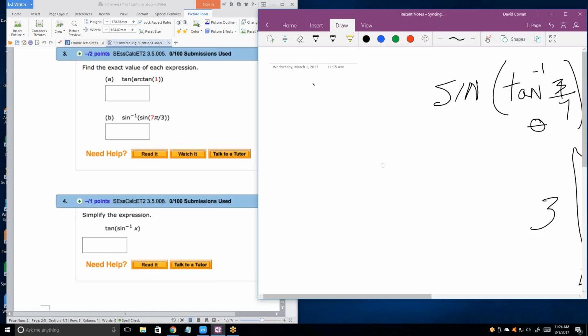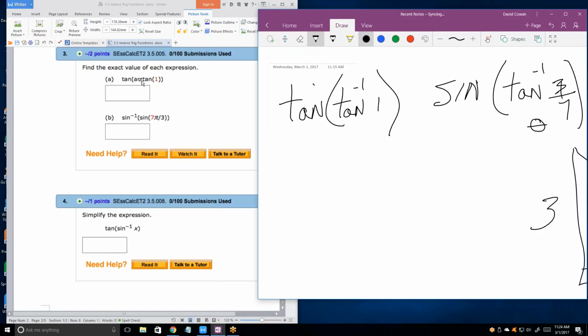Now, we get to one where it says the tangent of the inverse tangent, and I'm going to write it like this, of 1. Well, a lot of people know that the answer is 1. In other words, if you take the tangent of the inverse tangent of the argument, usually the argument is the answer. But not always. In fact, in the very next one where they have the inverse sine of the sine, the answer is not 7 pi over 3. So you can't automatically assume that the answer is going to be this argument.